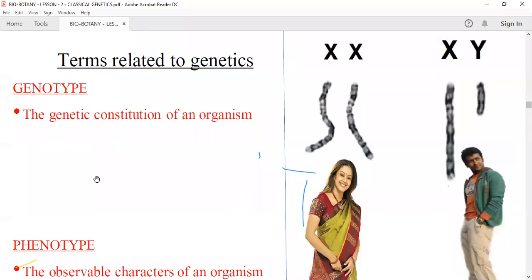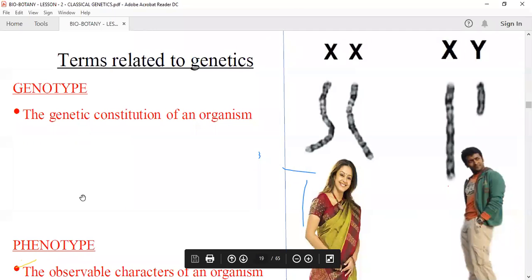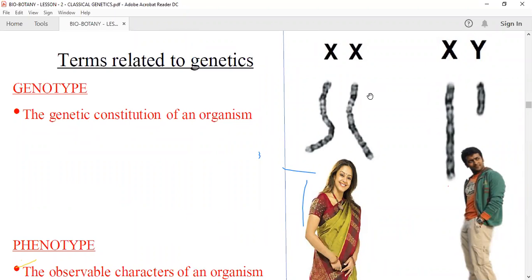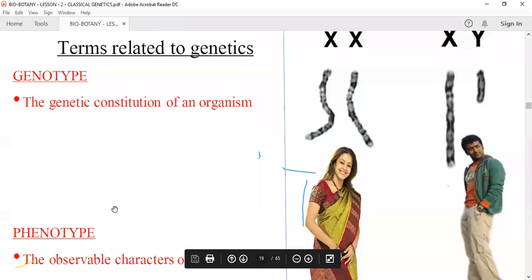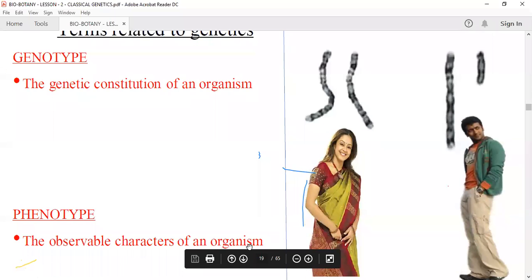And here are the terms related to genetics. We have to note genotype and phenotype. These are two important words. The genetic constitution of an organism. Here you can see, by seeing the picture itself, this is a female, and by seeing the picture itself, this is a male. But this is actually called the phenotype. The phenotype is the observable character of an organism.